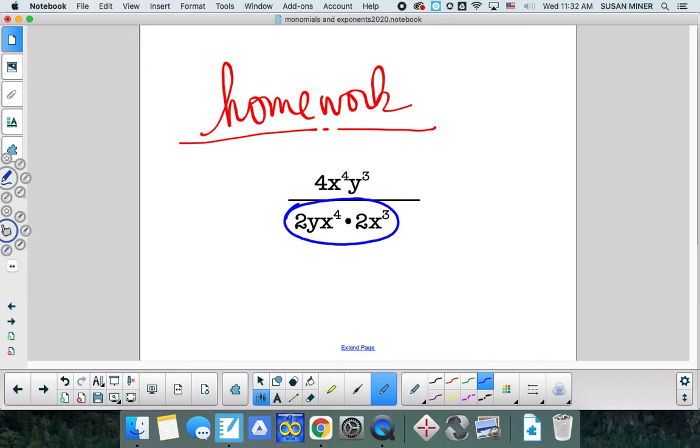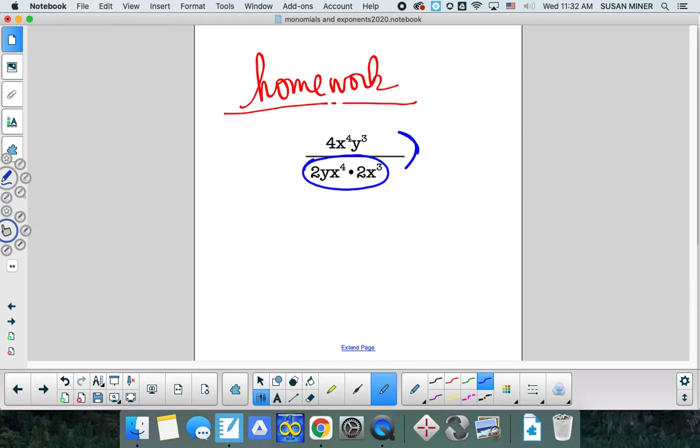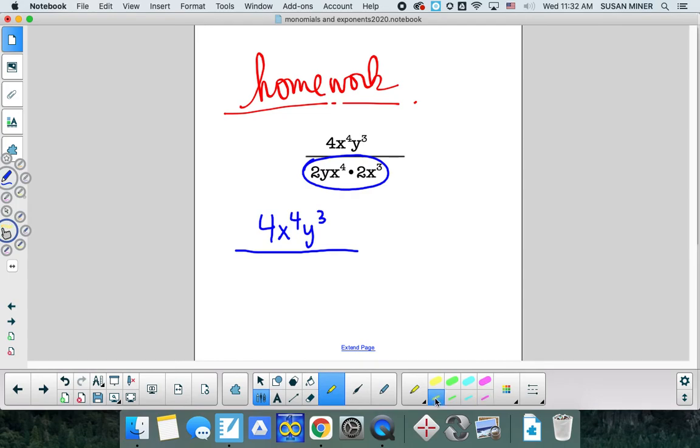So I'm going to use my rules of multiplication to multiply the monomials in the denominator together and see what I get before I do this division. So I'm simplifying first before I do the division. My numerator is still going to be 4x to the fourth, y to the third. In my denominator, I'm going to use my rules of multiplication to multiply these two coefficients together first, because they're just plain numbers. They don't have exponents on them. So I'm going to multiply those two together. Then I'm going to combine all of my like bases, x with x, and then this y that's over here, it's just going to stay the same.